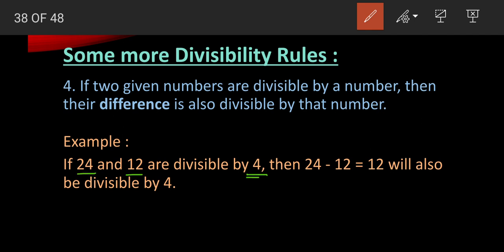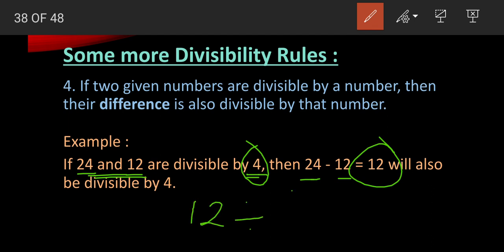We have to find the difference of these two numbers, that is 24 and 12. So 24 minus 12, we are getting 12, and we have to check whether this 12 is divisible by that number or not. So 12 divided by 4 is equal to 3, as 4 threes are 12. So we can say that the difference is also divisible by that number.